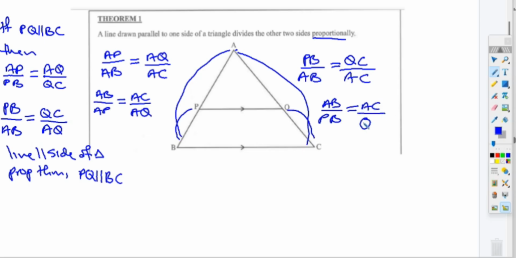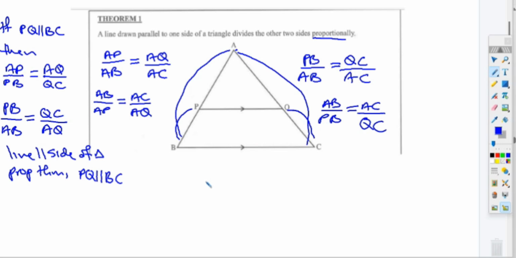Right? And for all of that, you give one of these two reasons: line parallel to side of triangle, or you can also give proportionality theorem where PQ is parallel to BC. If you are giving this proportionality theorem reason, you should include the lines which are creating the proportionality theorem, right?